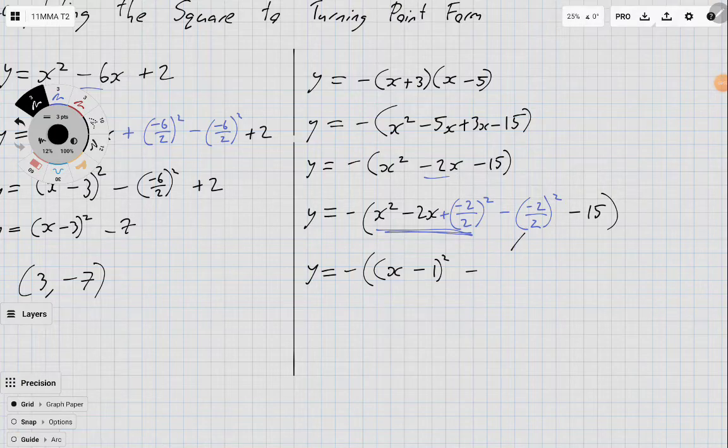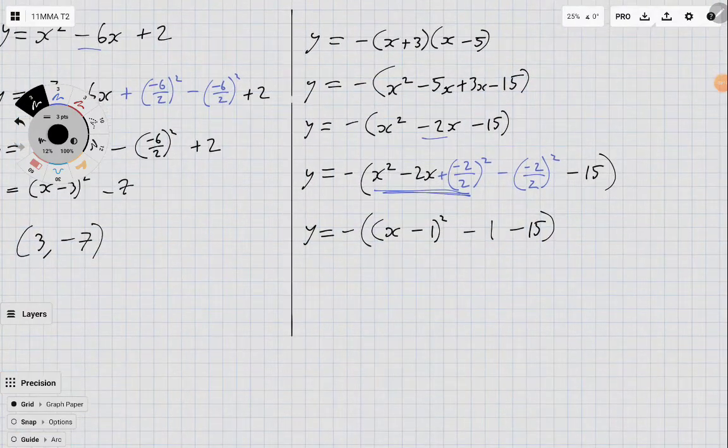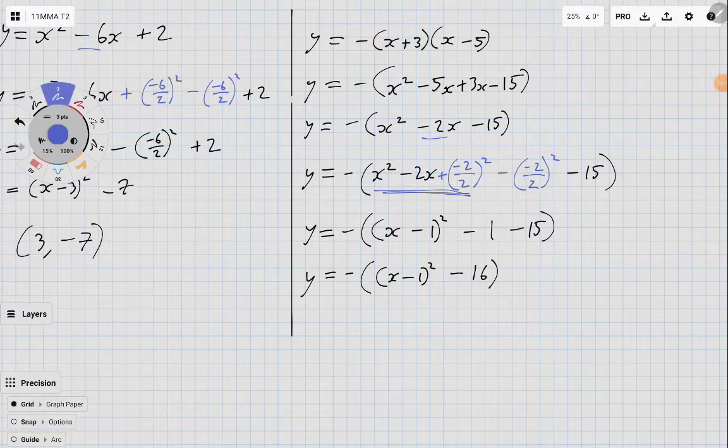Minus 2 on 2 squared, well, that's just minus 1 squared, which is just 1, minus 15. I'm going to clean up the last bit inside the brackets before expanding our outer brackets. It's going to be minus 16. And now I'm going to expand this bracket, so this is going to become minus, this is going to become minus, and we are left with minus x minus 1 squared plus 16.